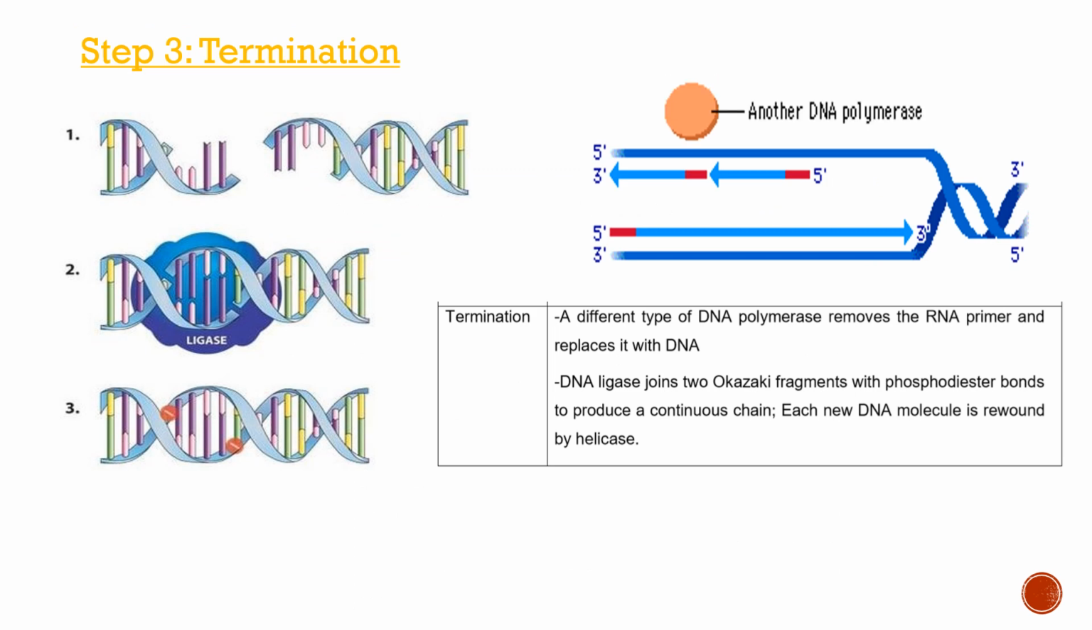So for termination, a different type of DNA polymerase removes the RNA primer, in red, and replaces it with DNA in the lagging strand. DNA ligase joins two Okazaki fragments with phosphodiester bonds to produce a continuous chain. And then each new DNA molecule is rewound by helicase.